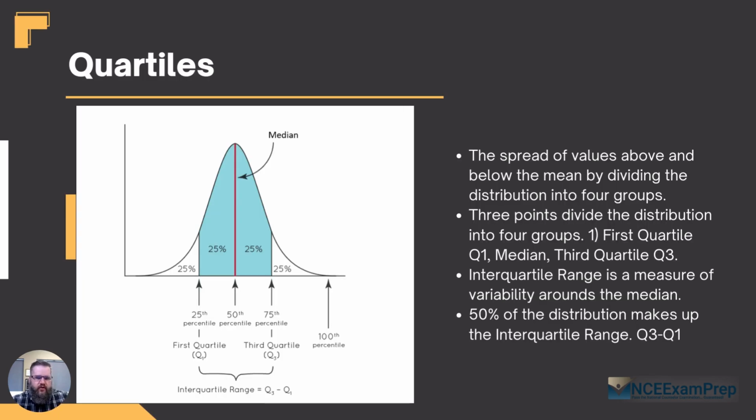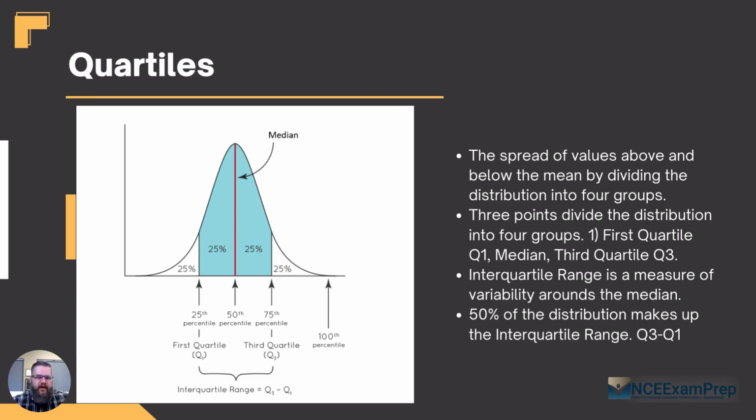So when we're understanding quartiles, a quartile is a spread of values above and below the mean by dividing the distribution into 4 groups. Quartile means 4. So 3 points divide the distribution into these 4 groups. The first quartile, Q1, the median, which is right in the middle, and the third quartile is Q3.